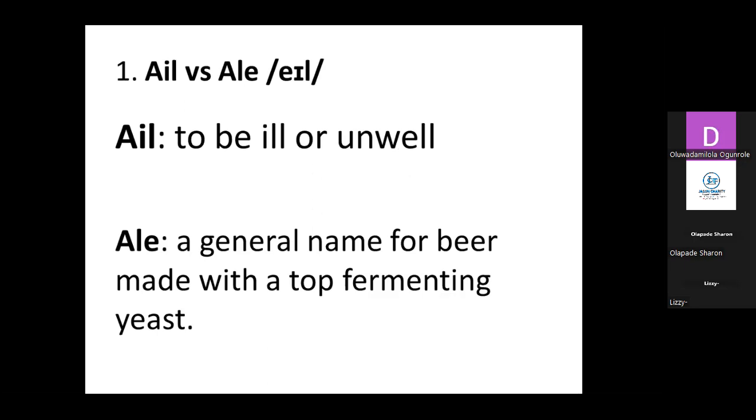So it's not somebody that is sick. The spelling you use is A-I-L, is ailing. So you can say is ale. But when you're talking about the second one, ale is a general name for beer made with a top-fermenting yeast. So another name for beer is ale.